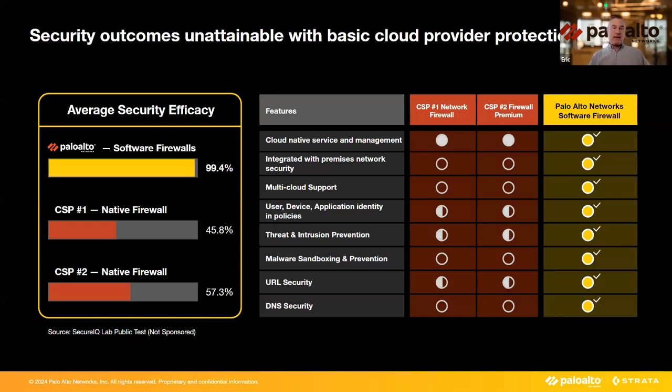On the left-hand side here is a source from a report called SecureIQ. It was a public test, a SecureIQ lab. You can find the link out there on the internet. What they're saying is, whereas we might be able to catch almost 100% of what they were testing against, the two other choices from two other large cloud providers, and again, we've obfuscated the names here, are only going to catch maybe 50% of what they threw at those firewalls. And the proof is in the pudding.